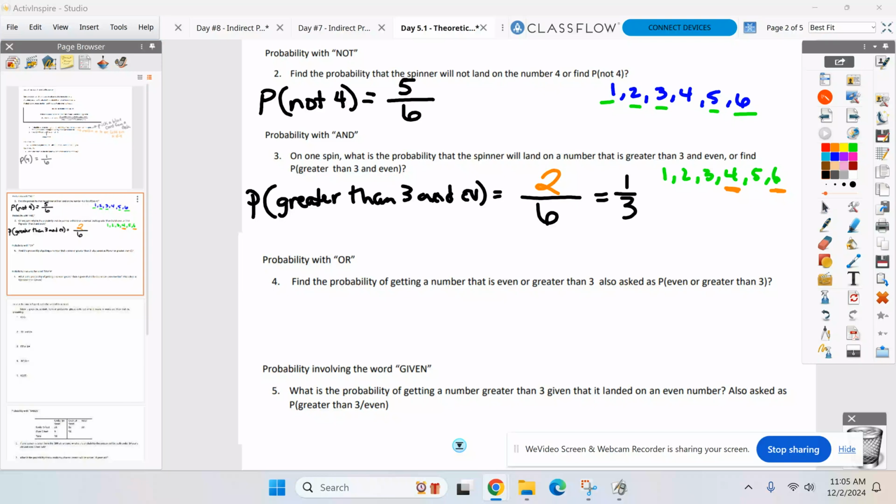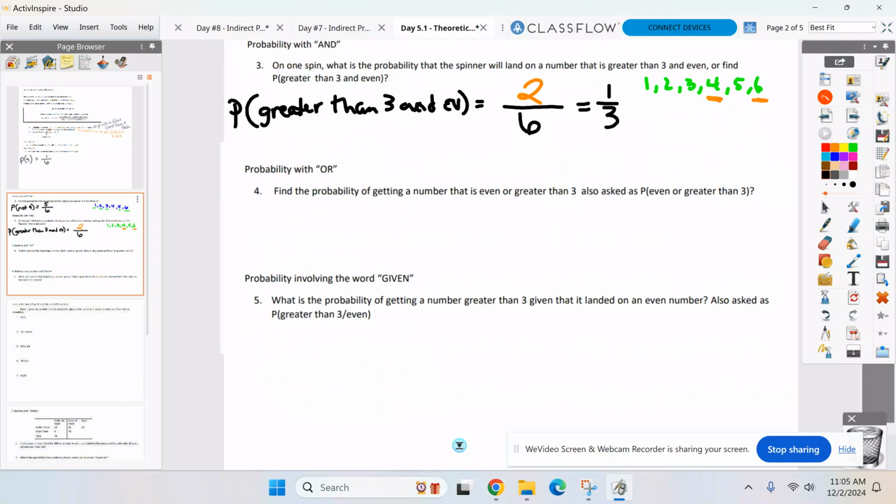What about an or now in between? Same question, even, but now I'm putting or greater than 3. Watch what happens. Still how many choices? 6, right? Watch.